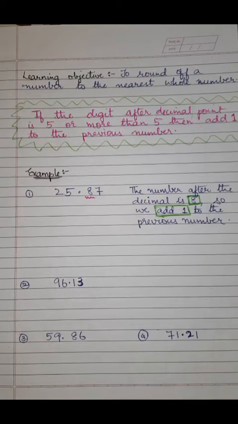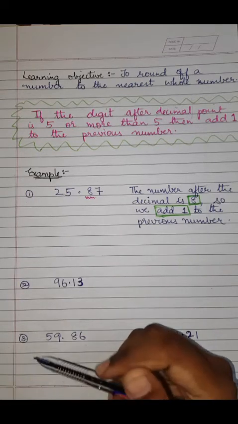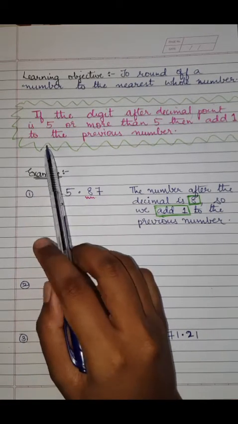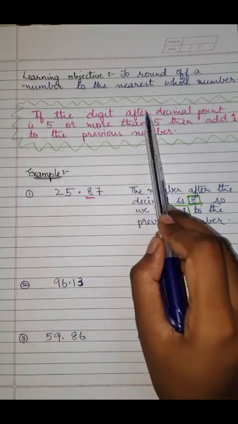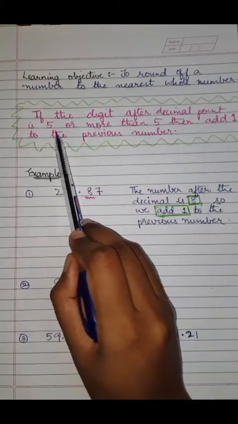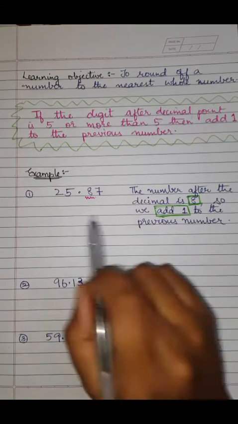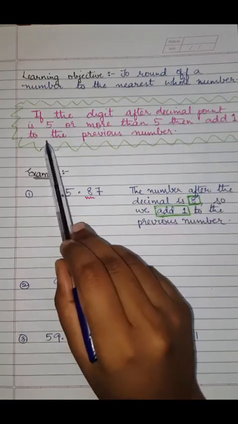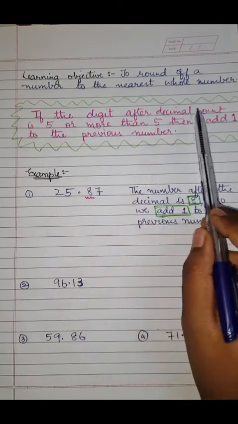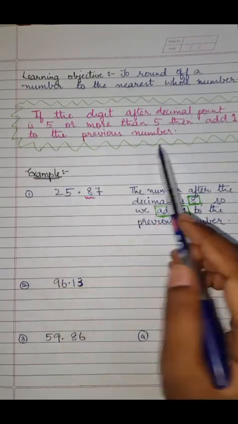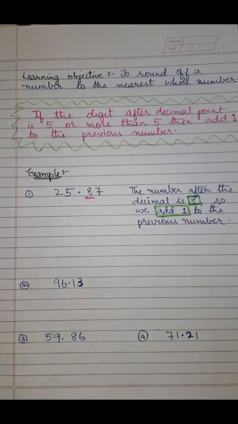So for that, there is a rule. The rule that you have to follow says: if the digit after the decimal point is 5 or more than 5, now 5 or more than 5 means 6, 7, 8 or 9, then add 1 to the previous number. So with the help of an example, we will see how this comes into play.